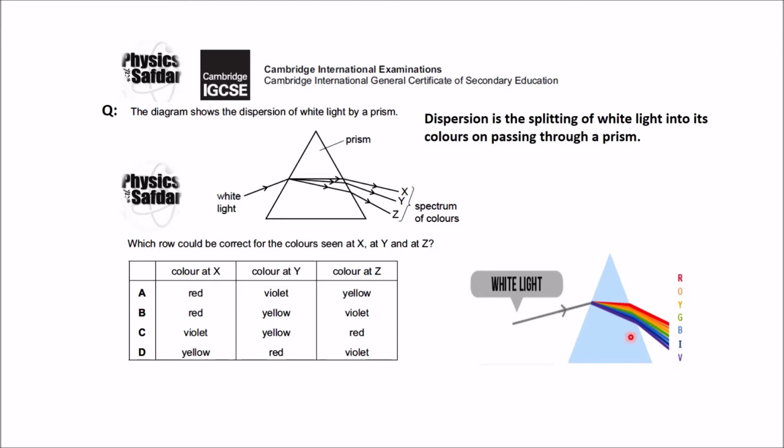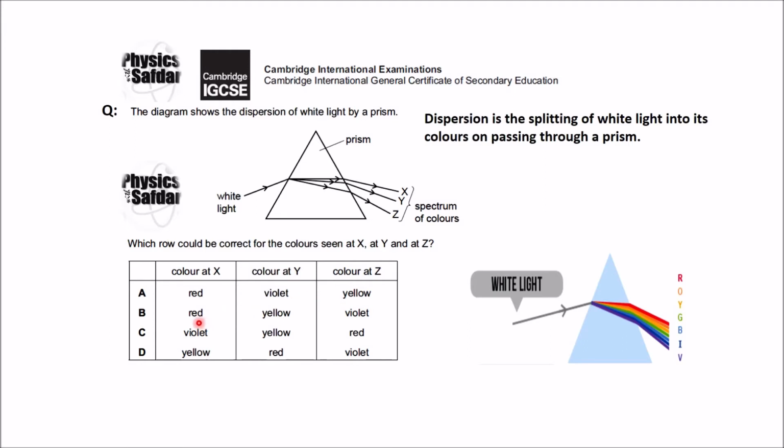So go back, look at the diagram. You need to check what the colors are at points X and Y actually, because X is at the top and Z at the bottom. In this diagram, at the top we have red, remember, and violet at the bottom side. Look at the options. In option A, at X the red, it's okay. At Y it's violet, not possible because violet is at the bottom side, and at Z you have yellow, so not possible.